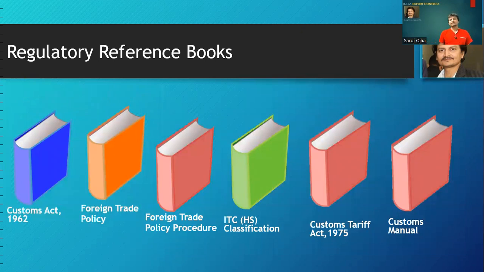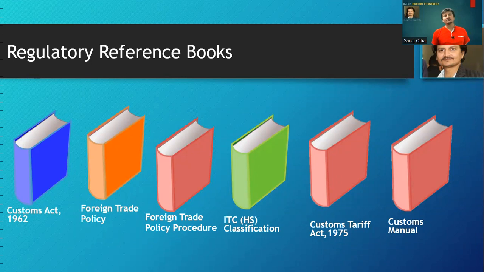There are various regulatory or reference documents available to control export and import. But most important, from my point of view, if you wish to understand India's export and import process and compliances, these 5 books are very important: the Customs Act, Foreign Trade Policy and Procedure, ITC-HS classification, the Customs Tariff Act, and the Customs Manual.